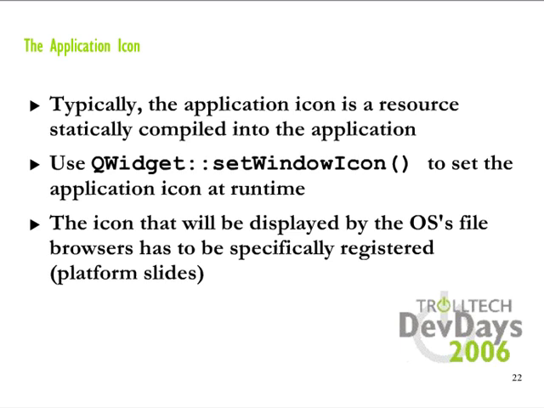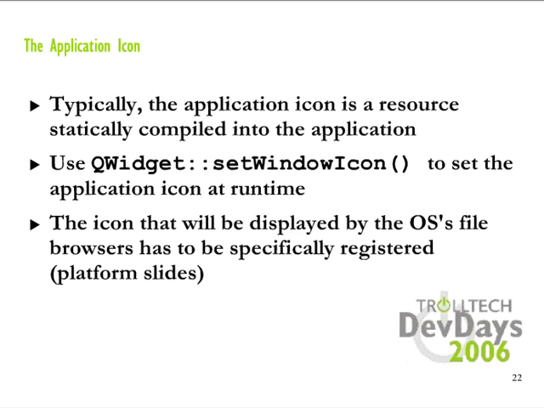Once you have it as a resource, you can use QWidget::setWindowIcon, sorry, typo, setWindowIcon to set the application icon at runtime. So when you double-click your application and you minimize it, it will have the right icon. If you use Alt-Tab and so on, the windowing system will show the right icon for your application.